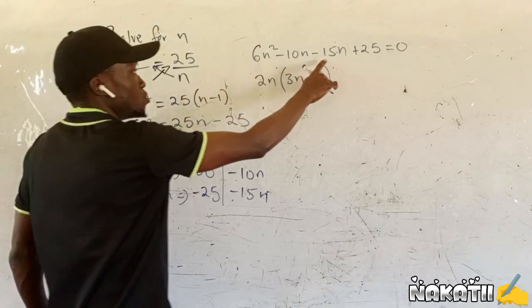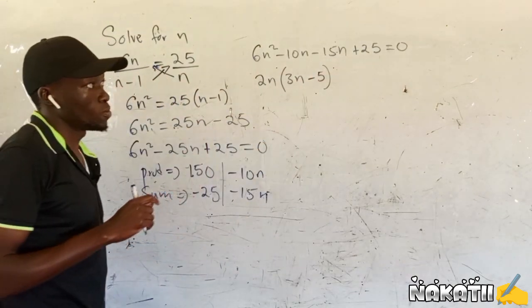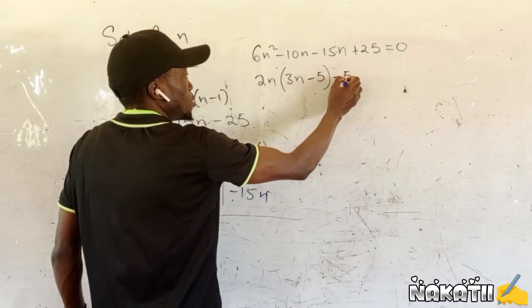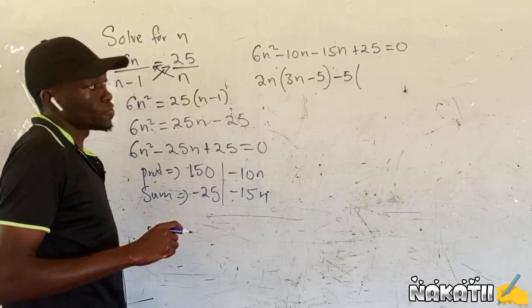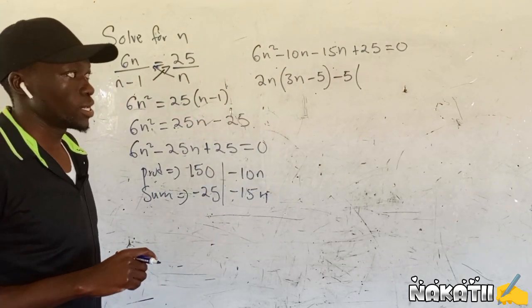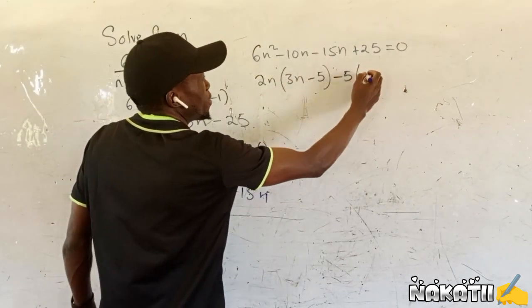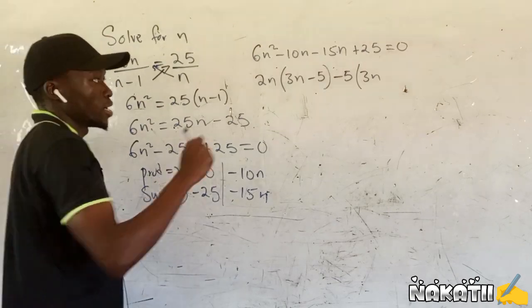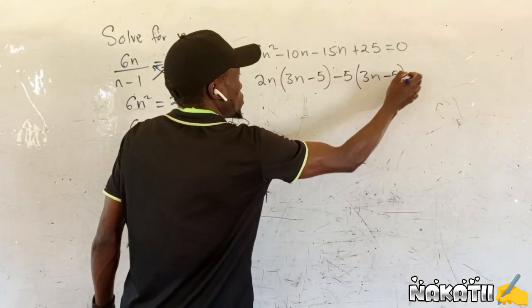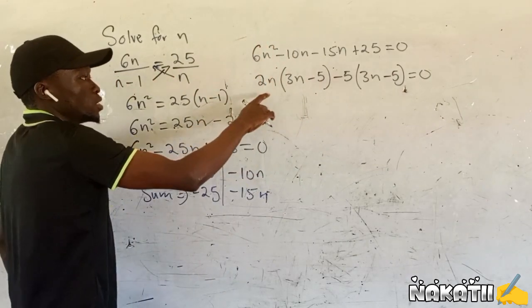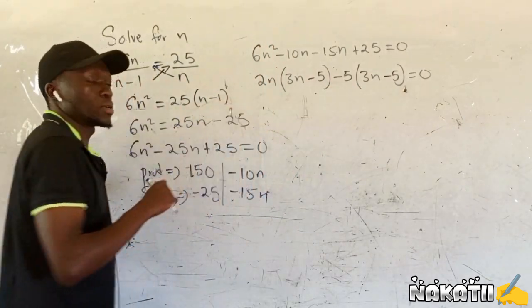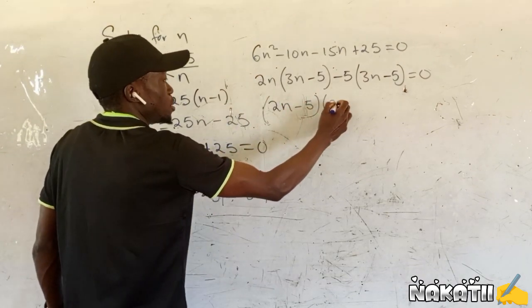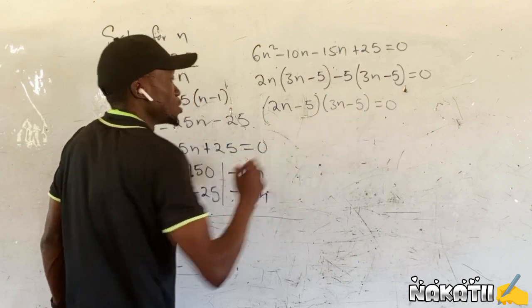Then you come between these two and check what is common. Whatever is common is negative 5. You factor it outside. Then you ask yourself, negative 5 goes into negative 15, and how many times? It goes there, 3n. Then negative 5 goes into 25, negative 5. So when we have this common, you put this under one bracket. You're going to have 2n minus 5 and 3n minus 5 is equal to 0.